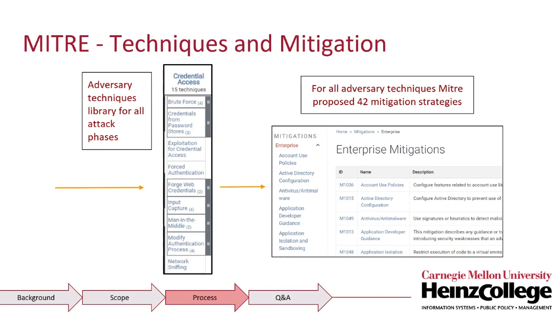These TTPs are then mapped to MITRE mitigations. However, these mitigations provided by MITRE are quite abstract, so we decided to use NIST controls. For that, we created a custom mapping between MITRE mitigations and NIST controls. Thus, we only use MITRE mitigations as a proxy.